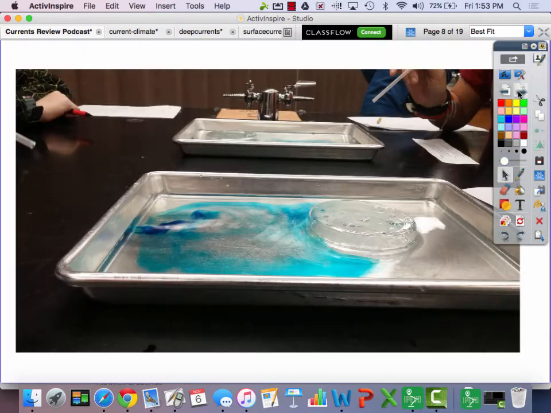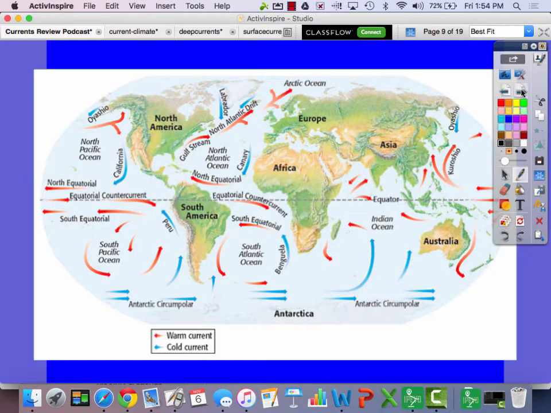And our lab was the petri dish. So our petri dish was representing our land, and the food coloring that you blew toward the petri dish represented global winds impacting surface currents and how the surface currents would go around the petri dish or around the land. All right, so let's take a look at our surface current map that we have here.